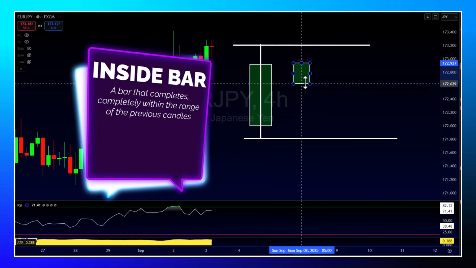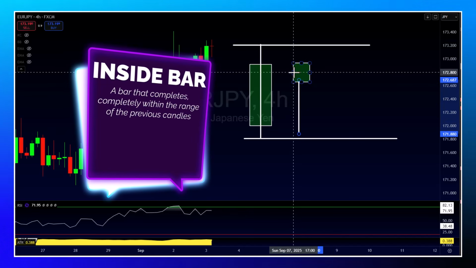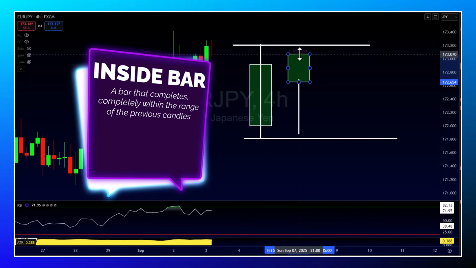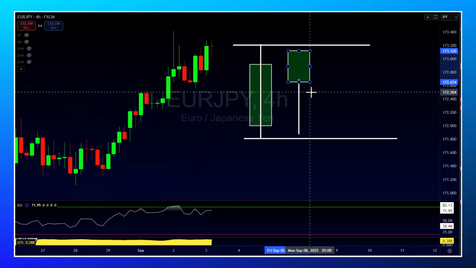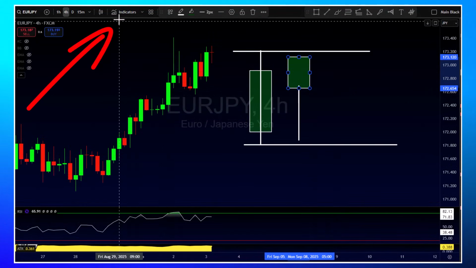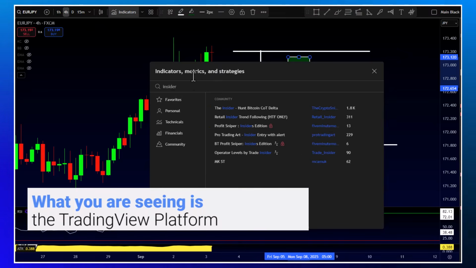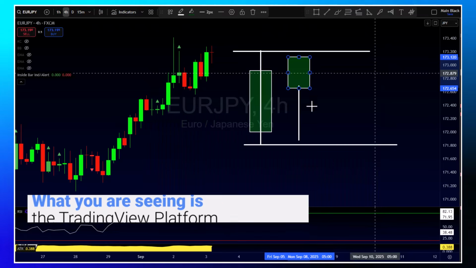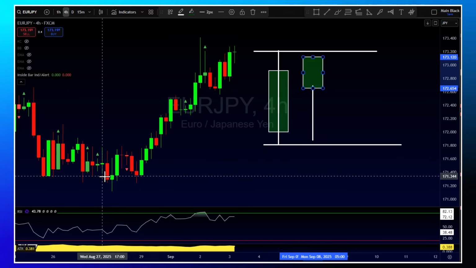Doesn't matter what it looks like. It could be this. It can have a long tail on it. It doesn't matter. All that matters is that the entire candle is within the range of the previous candle. Does that make sense? So that's what we call an inside bar. Usually all platforms have an indicator that you can use for them. So if you just type inside bar, I'm going to click a random one, and you can see these green triangles or red triangles. These will show you all the inside bars.